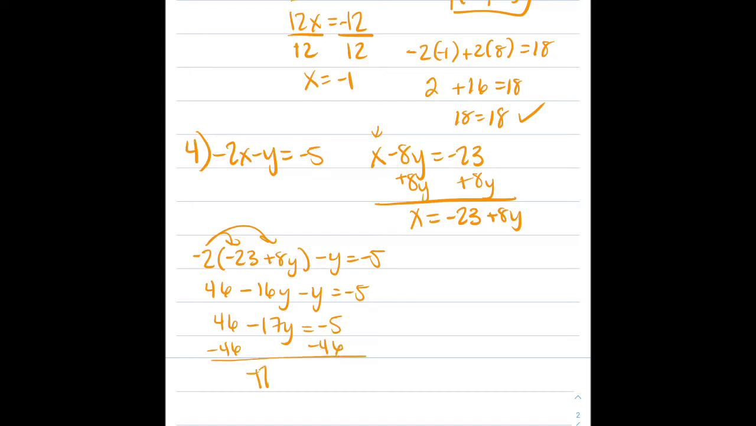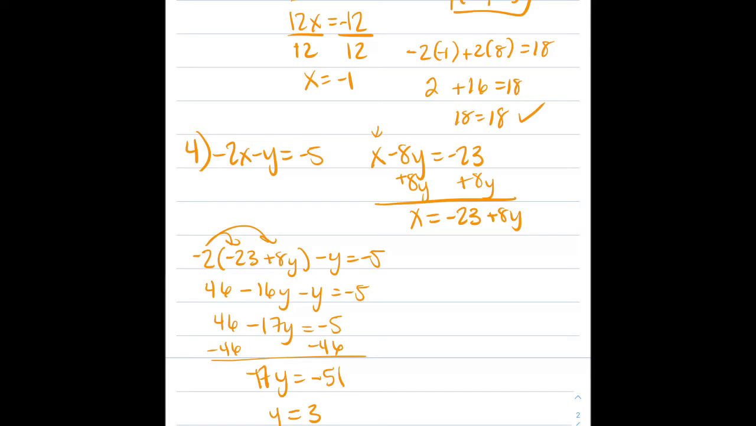So negative 17y equals negative 51. I'm going to use my calculator here really quick. So, right? Yeah, 51, and then we're going to do 51 divided by 17. So divide that negative 51 by negative 17, so y is going to equal 3.